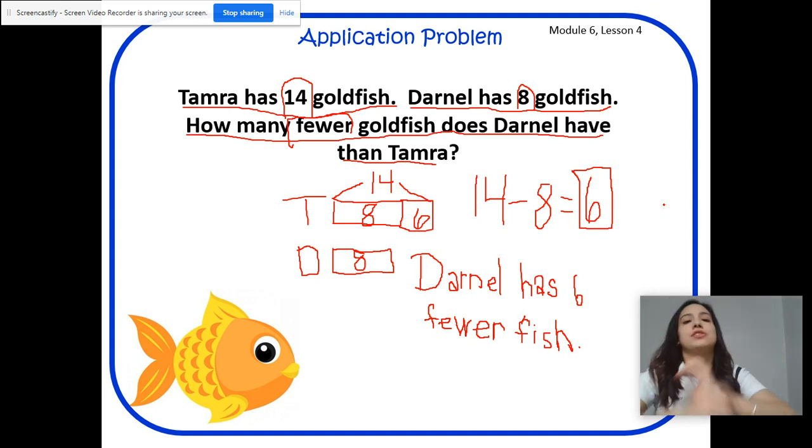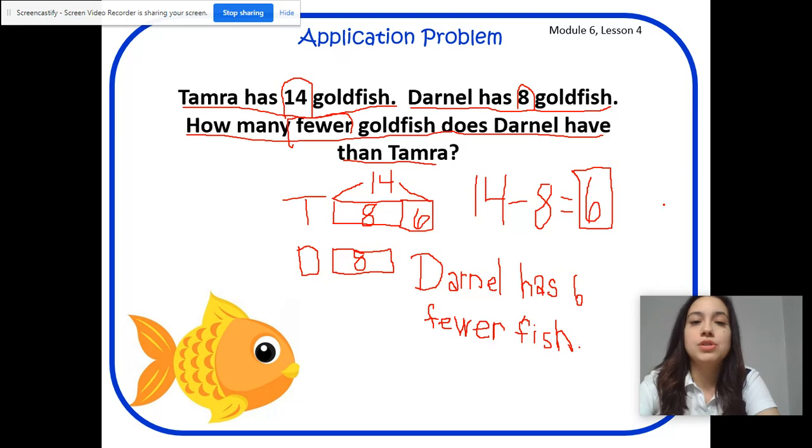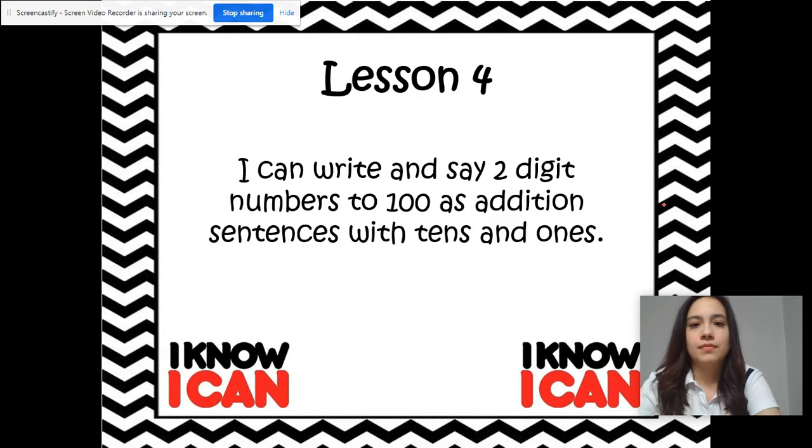Okay, very good. So today we're going to start with our lesson. Lesson 3, we talked about place value and writing 2-digit numbers in the place value chart. So now we're going to continue on that. Today's learning goal is I can write and say 2-digit numbers to 100. Yes, remember we're saying bigger numbers because we're getting ready to go to 2nd grade. We're going to write them as addition sentences with 10s and 1s.